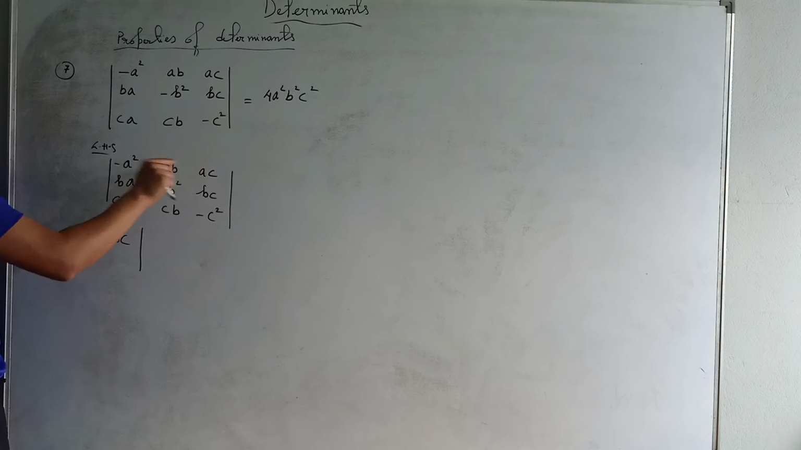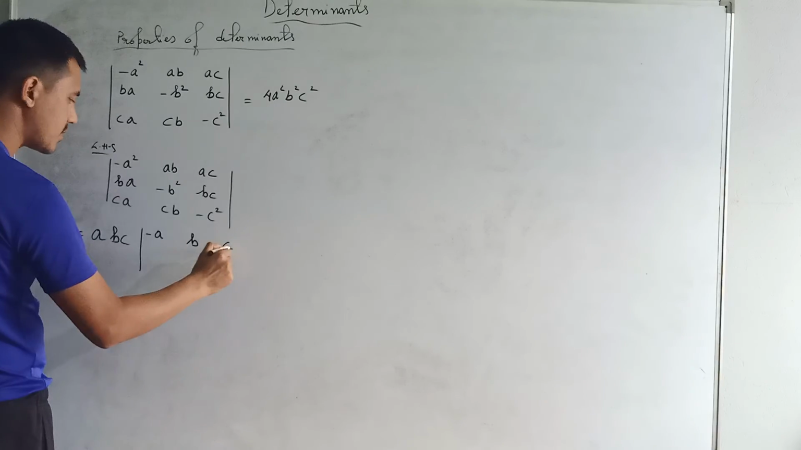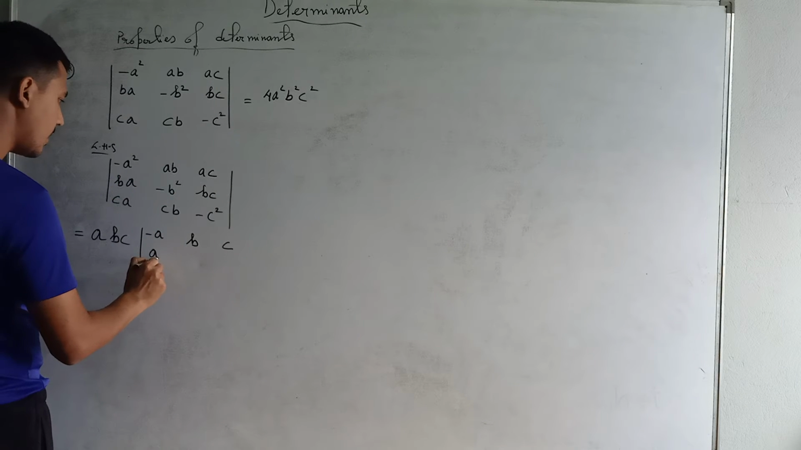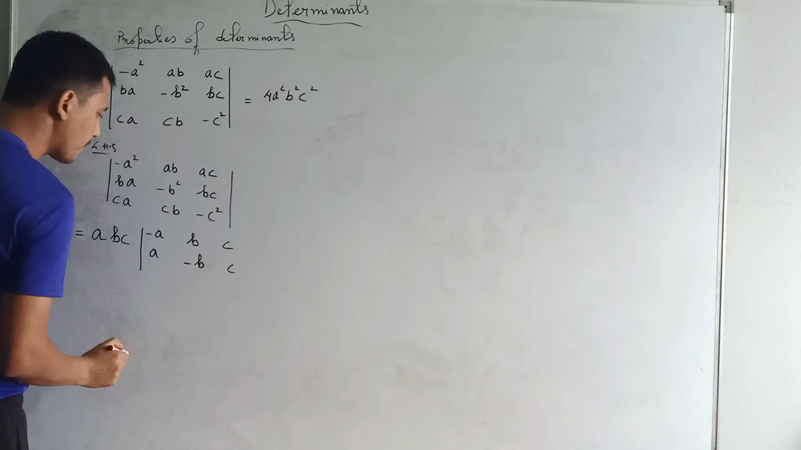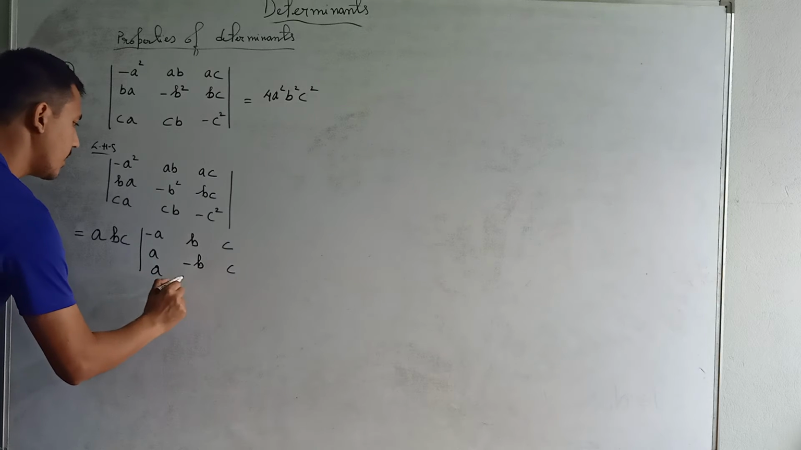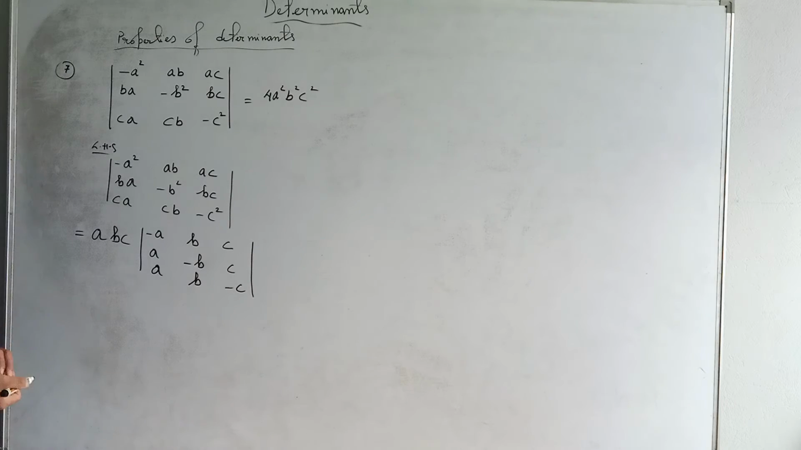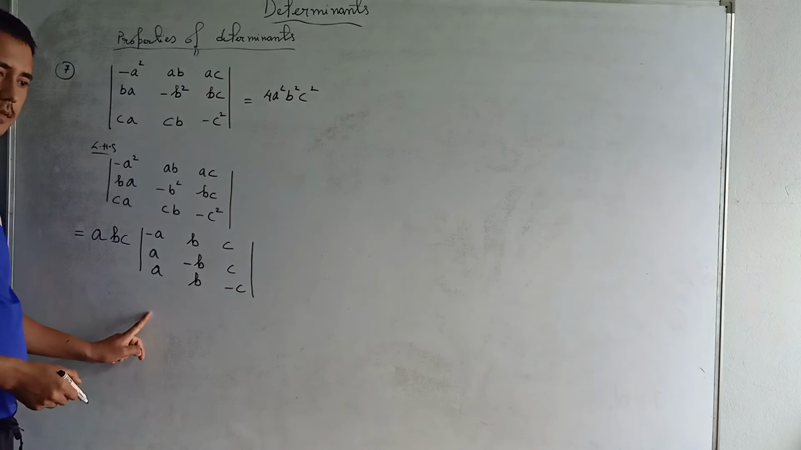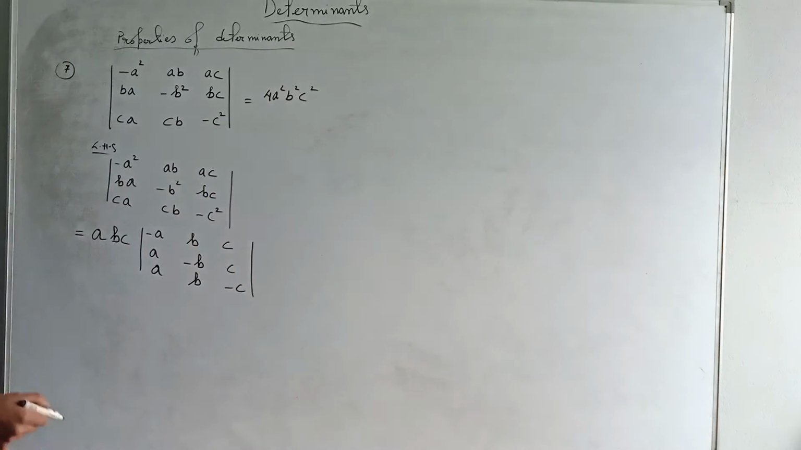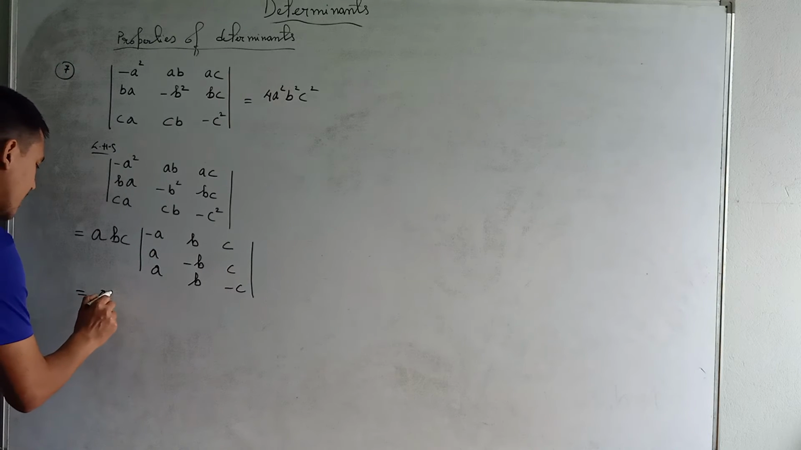Now from the first row I'm taking a common, so minus a, b, c. From the second row I'm taking b common: a, minus b, c. From the third row I'm taking c common: a, b, minus c. Now again, from the first column a is common, from the second column b is common, from the third column c is common. So this abc stays as it is.